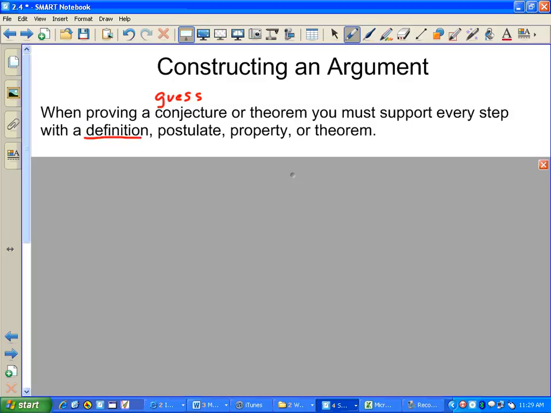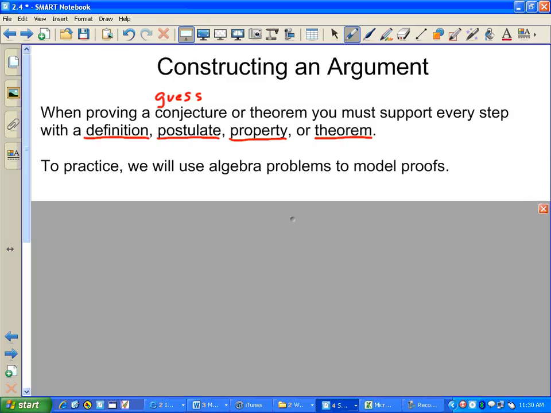And my reasons always have to be either a definition, so it could be a definition of vertical angles, which is something we've talked about, definition of congruence, definition of perpendicular, the definition of an isosceles triangle. Any definition that we have we can use. We can use postulates. The only postulates we know so far are the segment addition postulate and the angle addition postulate, but we'll get some more postulates in there. Any properties that we know from algebra or geometry, and we're going to go over a lot of properties today, or any theorem that we've already proven.